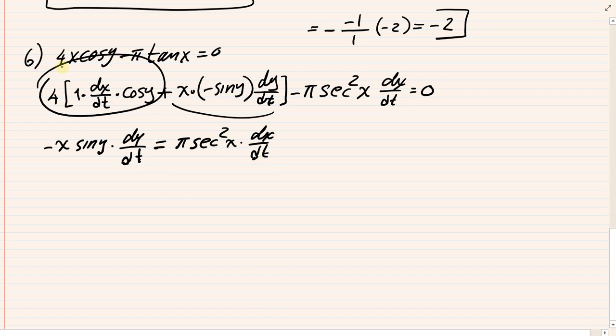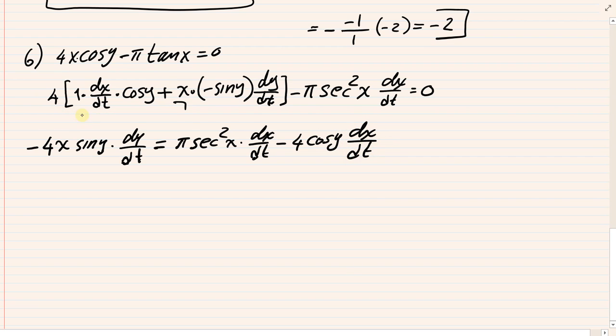And of course, the upfront 4 becomes negative 4. There's the 4 distributes to this also. So it's actually negative 4x, right? The 4 distributes to that also. Now, negative 4 cosine y on the other side, and then we have dx dt. Okay, and there we have this one.